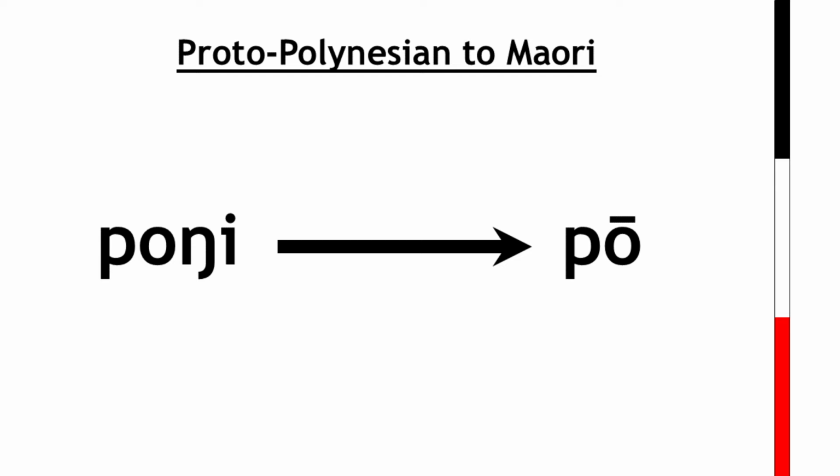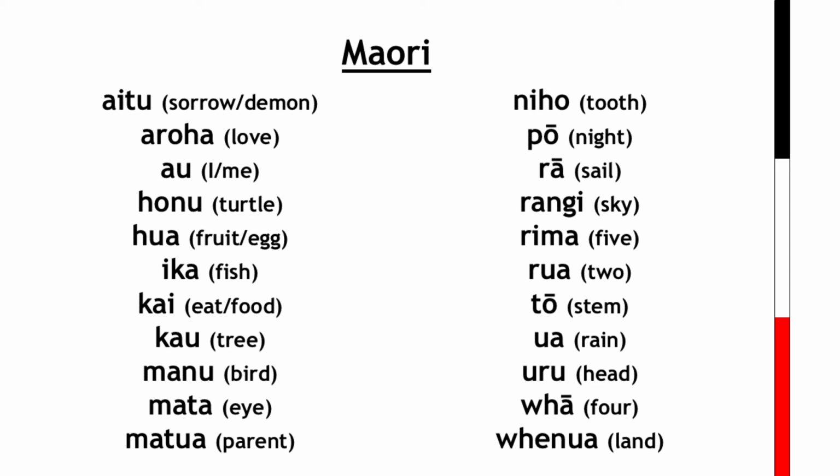modern Maori word po. Aitu, aroha, au, honu, hua, ika, kai, kau, manu, mata, matua, niho, po, ra, rangi, rima, rua, to, ua, uru, fa, whenua.